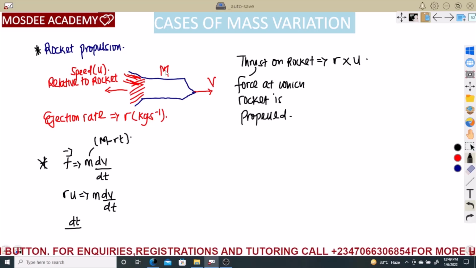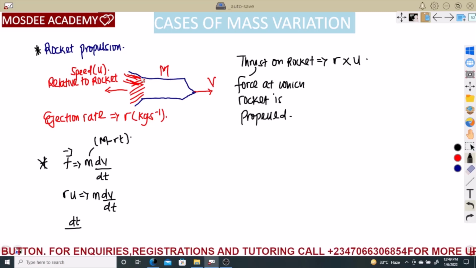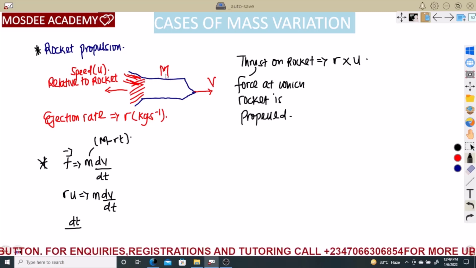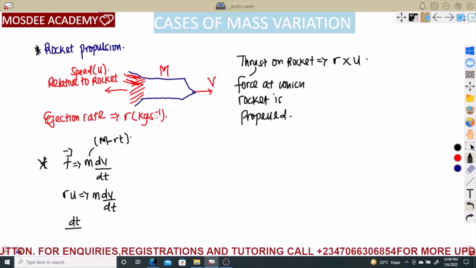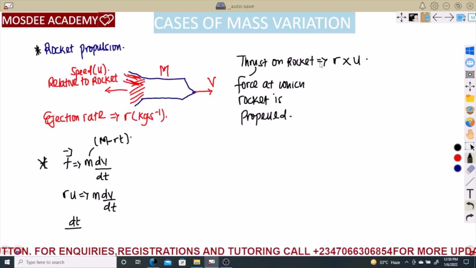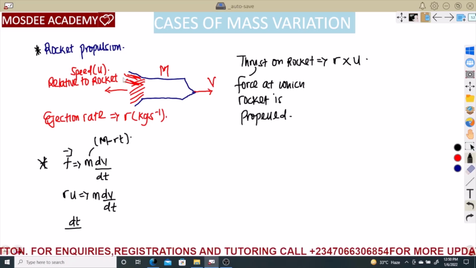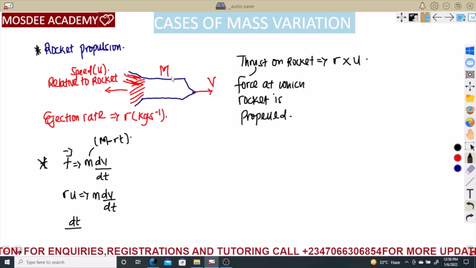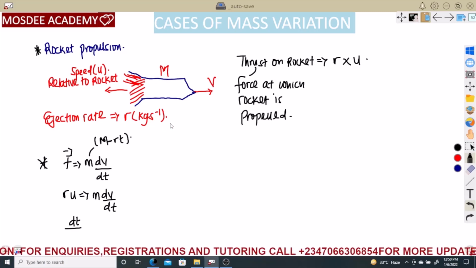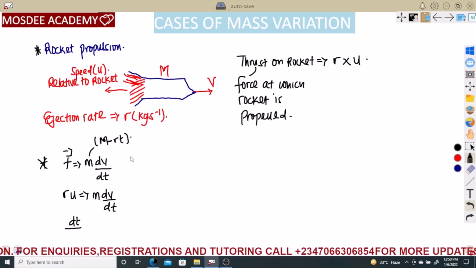This is the total mass of the rocket. So it's having a mass of M, ejecting at the rate of r in kilogram per second, and has a thrust of ru. Then we say the initial mass of this will now be the total mass of the rocket minus its ejection rate, the thrust at which the body is being ejected.